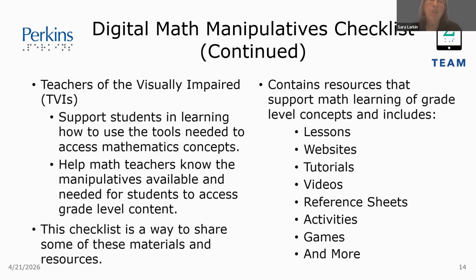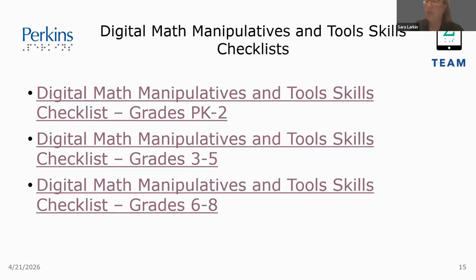This checklist is a way to share not only the materials, but also resources. And we'll show you some of these resources in a little bit. But basically, it has articles about how to use some of those manipulatives or how you might instruct a student who is blind or visually impaired. In the resources, it might contain lessons, it could be websites, tutorials. Some of them are videos or reference sheets, and others are activities and games. So it's not just one type of resource that we've included.